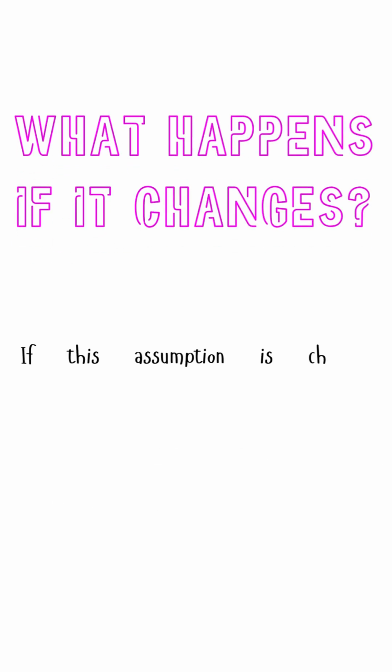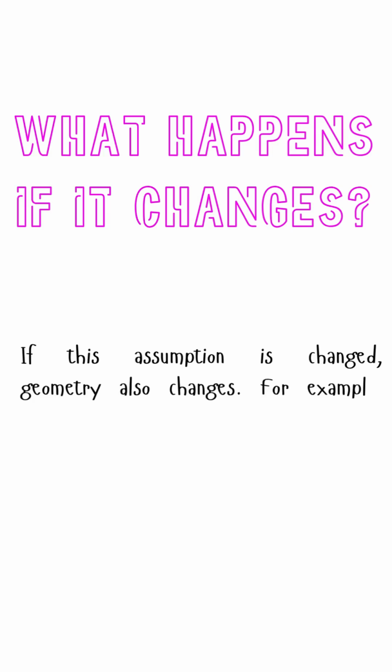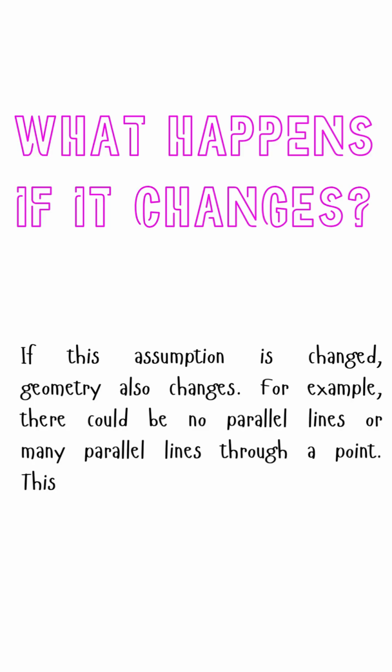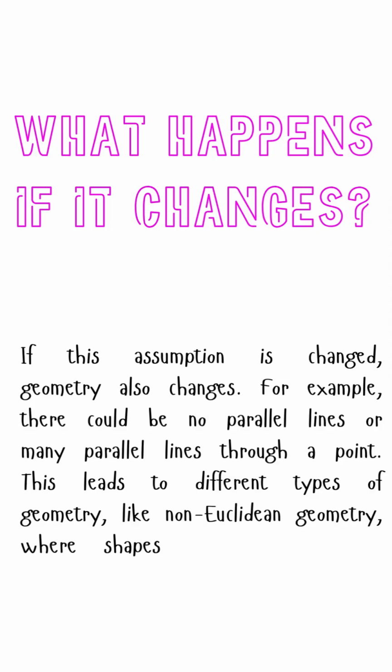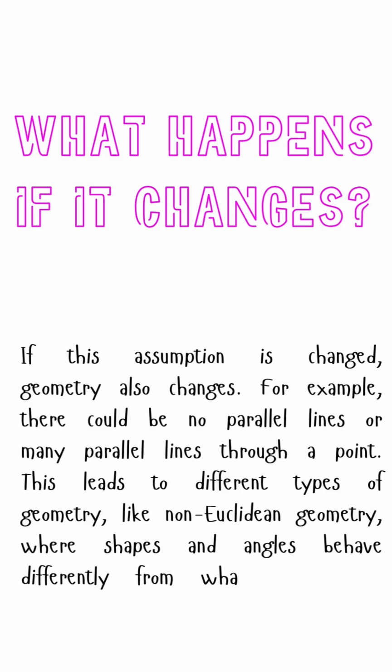If the assumption is changed, geometry also changes. For example, there could be no parallel lines or many parallel lines through a point. This leads to different types of geometry, like non-Euclidean geometry, where shapes and angles behave differently from what we usually expect.